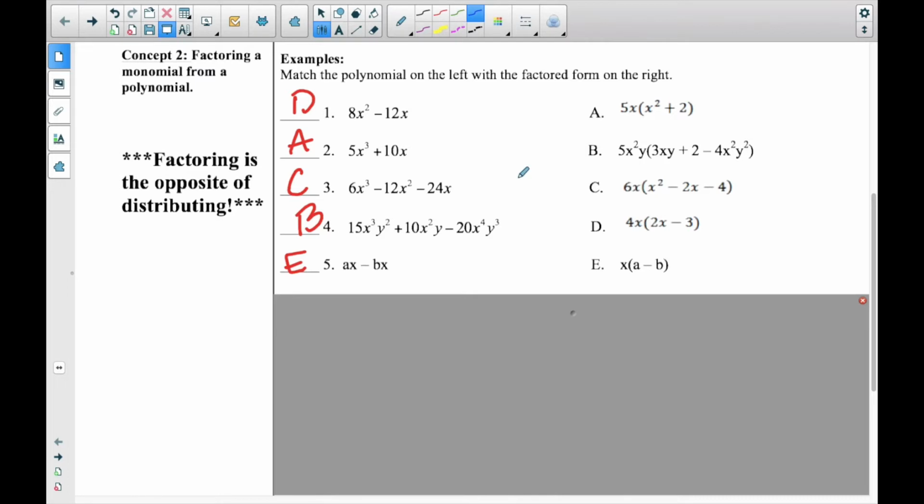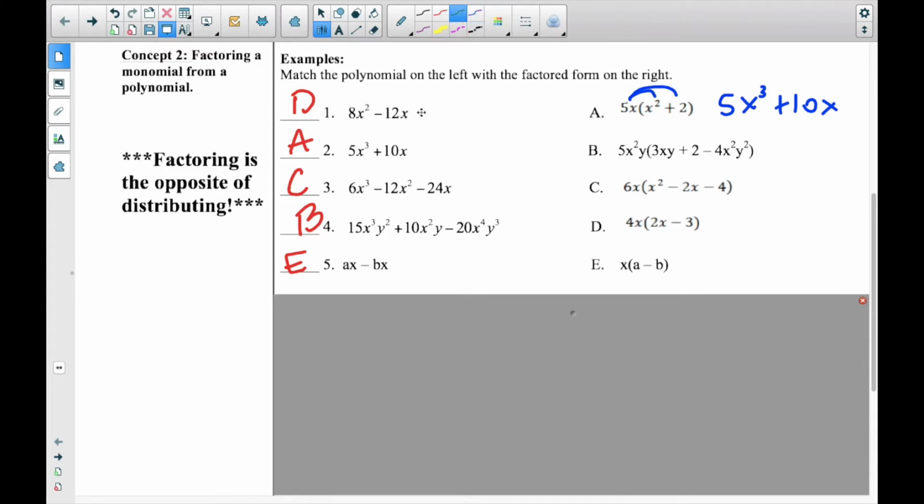Okay, in this section, there are two different ways you could do it. You could go over to the right and just distribute this and see what that comes out to. So that one's going to be 5x to the third plus 10x, and then come over here and match it with whichever expression on the left that it matches to. That would be one way to do it. That would be kind of a long way, but you could certainly do it.